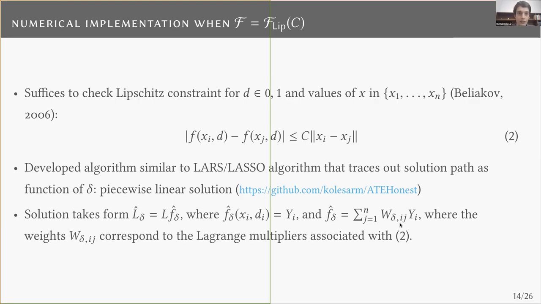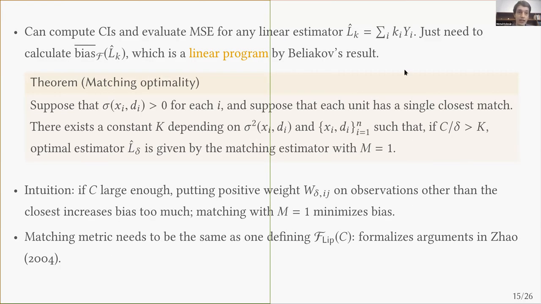It turns out that there is actually a closer connection. In particular, if the Lipschitz constant C is large enough, then the optimal estimator only puts non-zero weight on one of the observations that receives opposite treatment status, namely the one that's closest. In other words, the optimal estimator, if this Lipschitz constant C is large enough, is actually the matching estimator with a single match. The important thing to note here is that in order for the matching estimator to be optimal, you need to use the same matching metric as the one that's defining the smoothness of the conditional mean function. So whatever the matching metric is, it needs to correspond to the metric that you use to define the Lipschitz constraint on the conditional mean function.